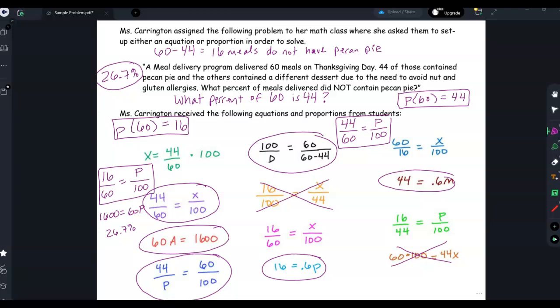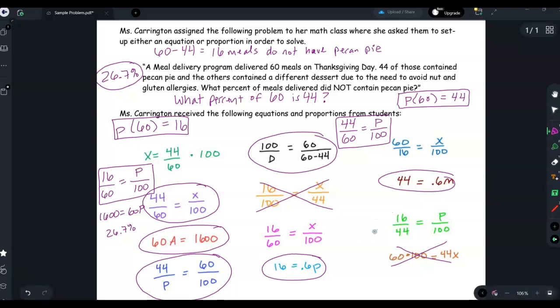All right, let's see. What about this one? It also had 44 in it, but it's also got 16 in it. So that's a little weird, right? 16 is the part, so that should be out of the whole, but instead they've got it over this other part. If you were to cross multiply that, we're not getting the same thing. We're getting 1600 equals 44p. So if we do 1600 divided by 44, that's 36.36 repeating. And that is not either 26.7% or the 73.3%.